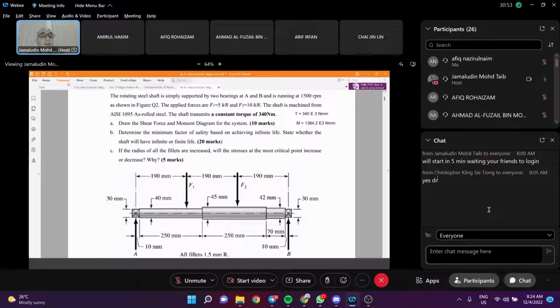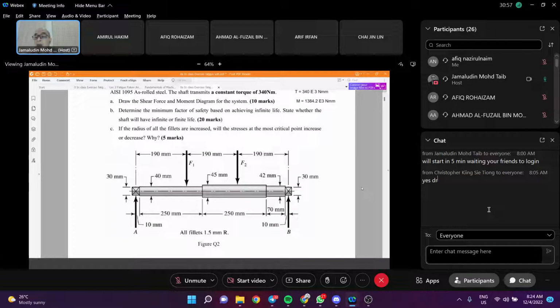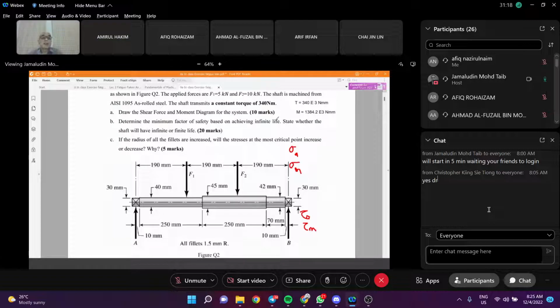Okay, we just proceed with determining whether this is going to be sigma alternating, sigma mean, shear alternating, shear mean. Okay, we take one by one. Let's say we take the moment first.